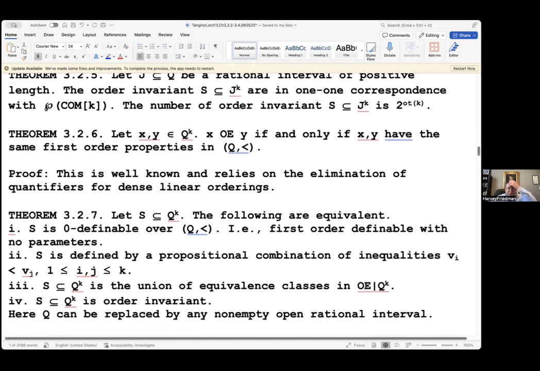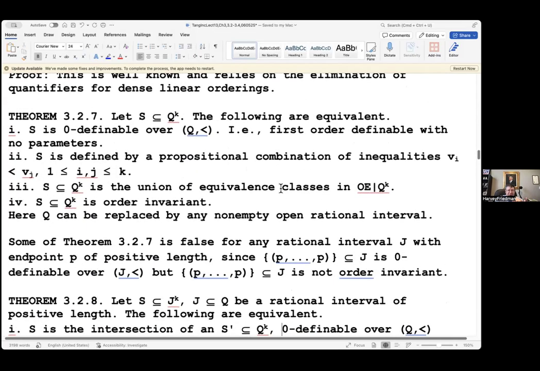So if X and Y are order equivalent, then they have the same first order properties in Q with less-than. This is standard. Quantifier elimination for dense linear orders has a lot of consequences like this that are very well known. Elimination theory for dense linear ordering is all that's going on here. Now, here's an encapsulation.